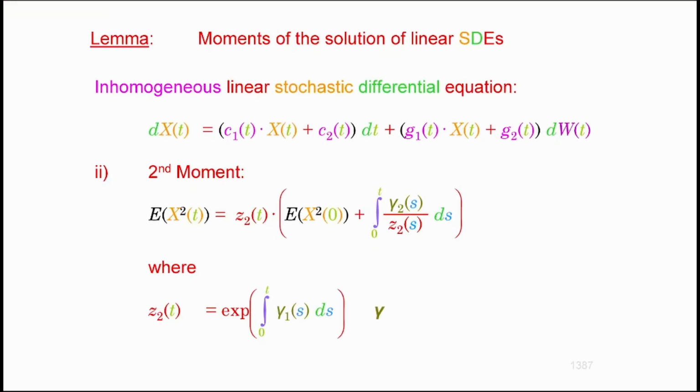Gamma 1 is a function that you would need to integrate. And this is 2 times C1 plus G1 squared. That is gamma 1. Why? I'm going to explain this later on. And gamma 2 is a big one, so that is a little work to do. You have the additive constant, then you have 2 times G1, which is the multiplicative function of the diffusion.